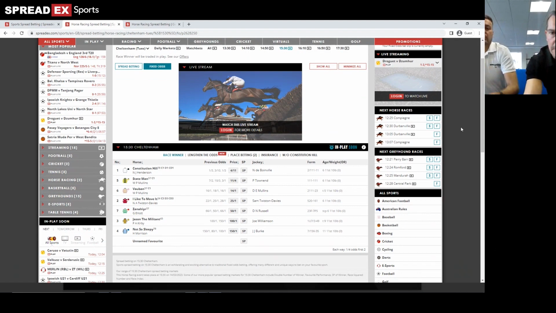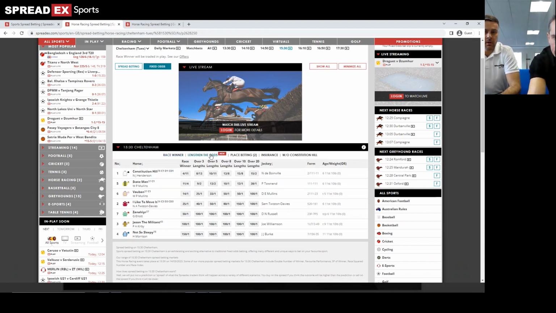We've also got a new market that we've recently just introduced called Lengthen the Odds, which is probably quite an interesting one for Constitution Hill. So we've got all different options from 3 lengths up to 20 lengths of it winning by over those distances and the price for it to do so. So you've got an option of kind of boosting your odds to some extent by playing those markets. That's something we've recently introduced to our fixed odds offering. So we're doing that for every race, for every horse now.